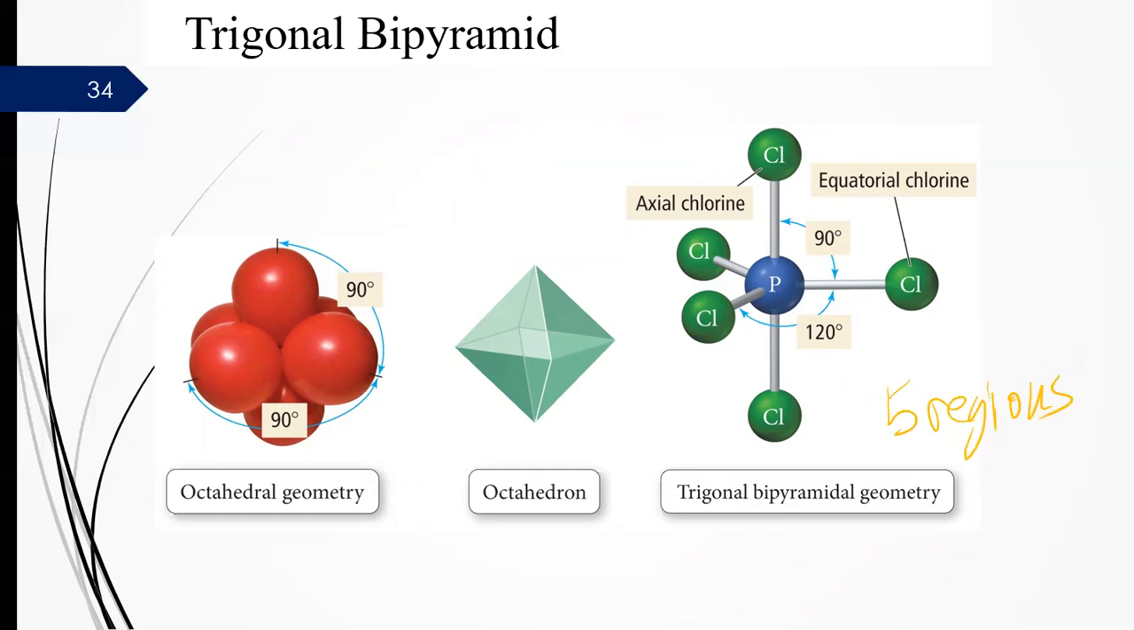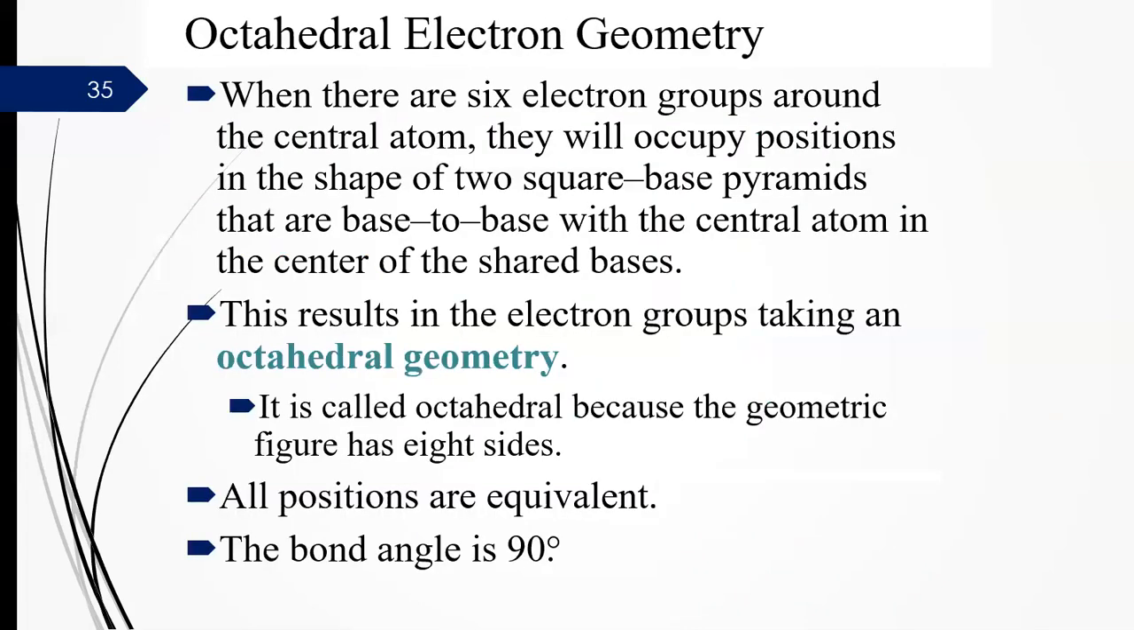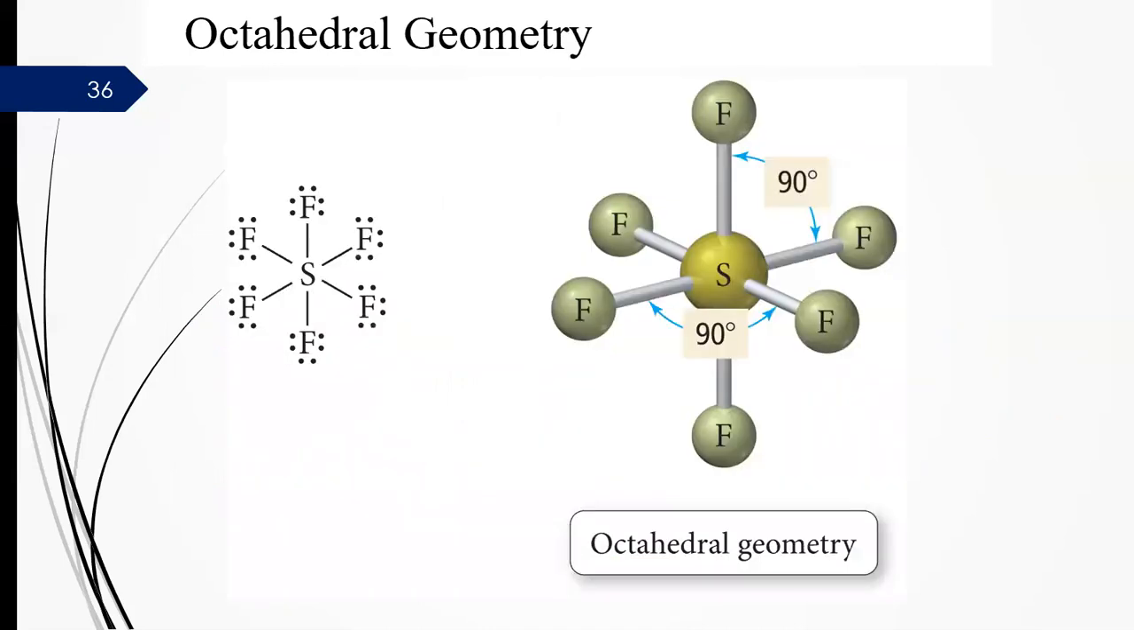When we have 6 regions, we're going to move into this octahedral shape instead. Octahedral, instead of being a triangle at the equator, turns into a square. So the nice part about an octahedral is all of its bond angles are 90 degrees, and unlike the trigonal bipyramidal, all of their positions are equivalent to each other. And so this is an octahedral.